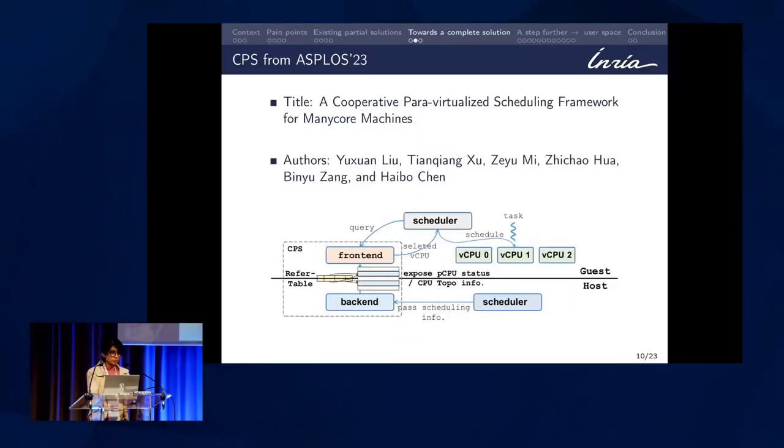So the first one is this paper from ASPLOS. It's from last year. And this is a very good design in the way that the core idea is that there is information present at both the levels. We just need to communicate it. So the host scheduler passes the scheduling related information that it has to a backend, and that writes into a reference table, and then the guest scheduler consumes information using a front end from the same reference table. In this particular paper, they implement one policy that depends on the load of the pCPUs, and at the same time there is another policy that is about exposing the topology information. So again, a very interesting paper, a good proposal about having something generic that has flexibility and people can do whatever they want with a framework like this.